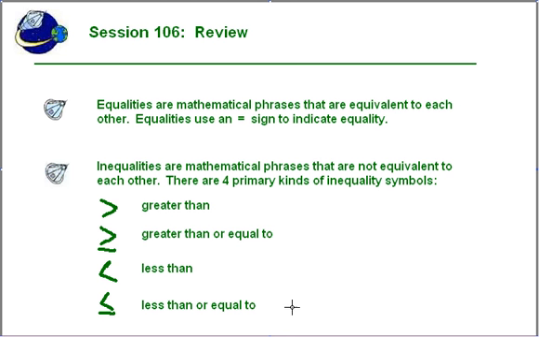Okay then, just as a quick review, equalities are mathematical phrases that are equivalent to each other. Equalities use an equal sign to indicate equality. Inequalities are mathematical phrases that are not equivalent to each other. There are four primary kinds of inequality symbols: the less than symbol, the greater than symbol, greater than or equal to, and less than or equal to. And once again, even in our greater than or equal to or less than or equal to, just because the possibility exists that that particular number can equal something else, it's not absolutely mandated by that. Therefore, it is still treated as an inequality. Okay then, that finishes up session 106.